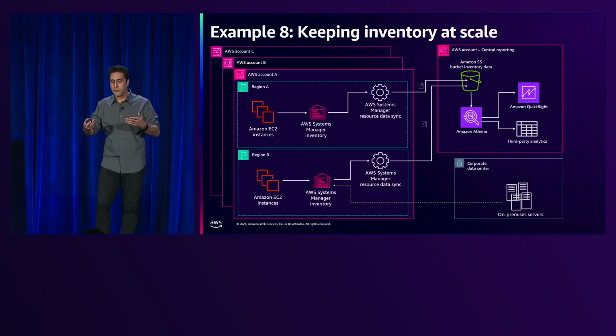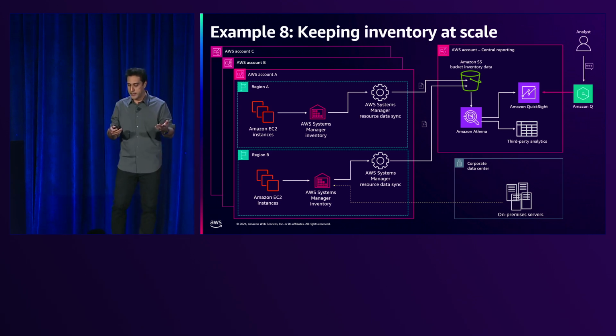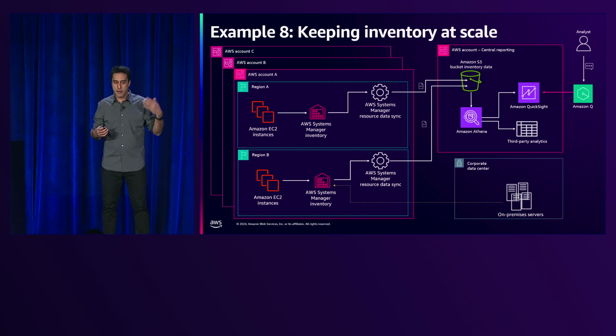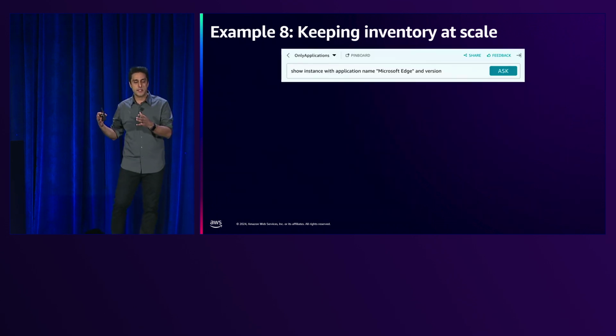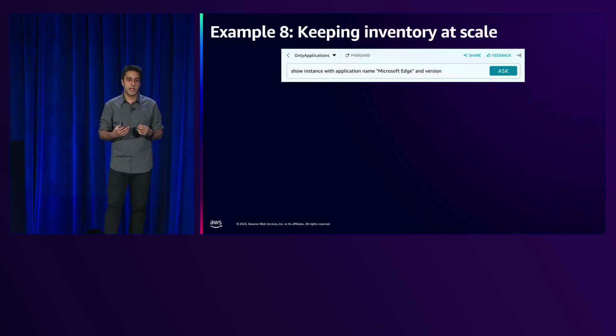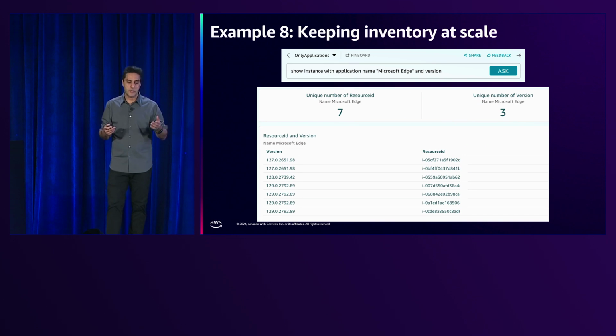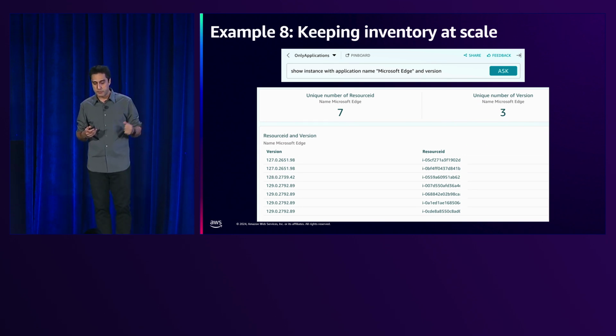Now, of course, what we saw is Amazon Q for QuickSight can help you query those things in QuickSight. So in this example, I'm simply asking, hey, show me the instances that have an application name Microsoft Edge and its version. And the response would be something similar to this. All the versions and the instance IDs of Microsoft Edge in my environment.